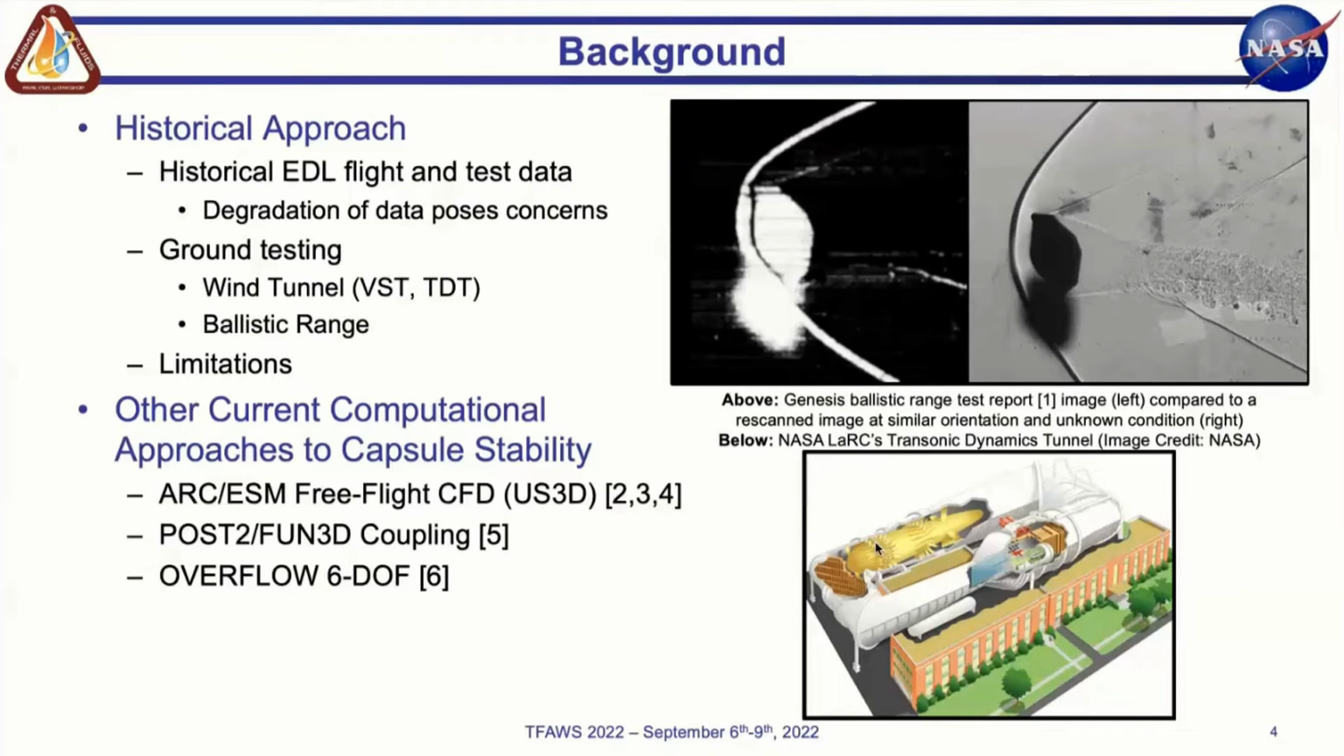There's also work to couple POST2 to Fun3D, and this is more of a macroscopic approach to things and not really in the 6DOF, right on the CFD solution. And finally, there is the OVERFLOW 6DOF path. The drawback to OVERFLOW, however, is that it's a structured solver and requires a fair amount of model prep time to actually get something going. And so that is why we're using Fun3D. Next slide.